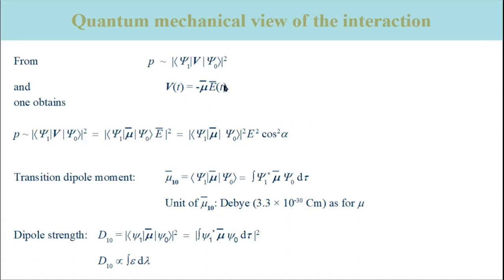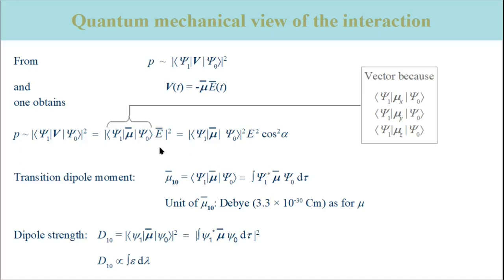When we insert this perturbation potential into the expression for the transition probability, we obtain this expression, where we can extract the electric field from the scalar product because it does not act on the eigenstates of the system. Only operators do that. Both the term on the left, this one, and the electric field are vectors. But why is the term on the left a vector?